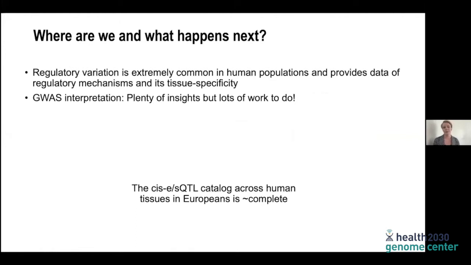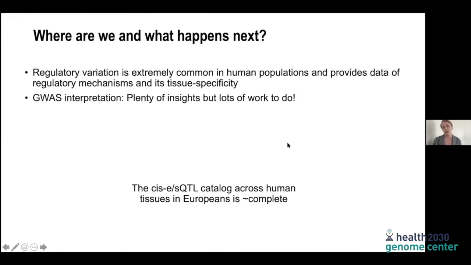It provides a lot of insights about regulatory mechanisms, its tissues and cell type specificity. There is still a lot of work to do in the GWAS interpretation, but this is one of those glass half empty versus half full type of questions, where there are certainly some critics of the QTL approach. But there is no approach that is going to be a silver bullet, and we have certainly come very, very far with these types of resources and analysis.